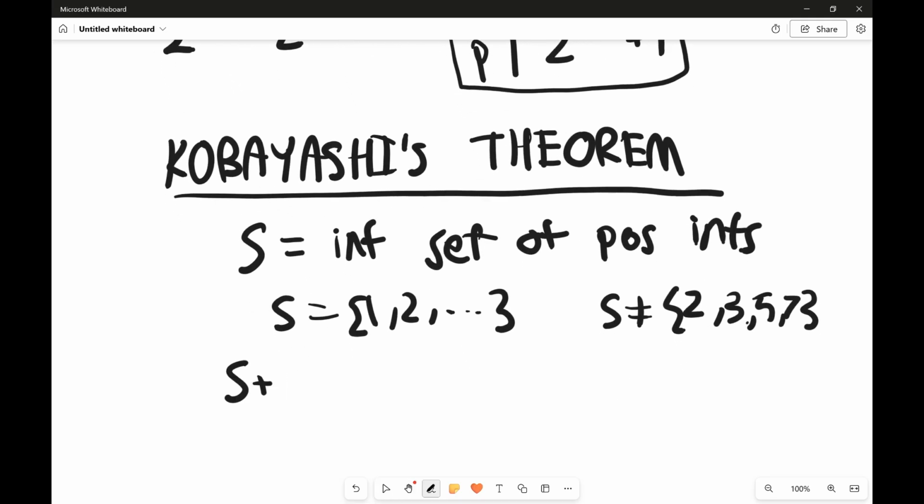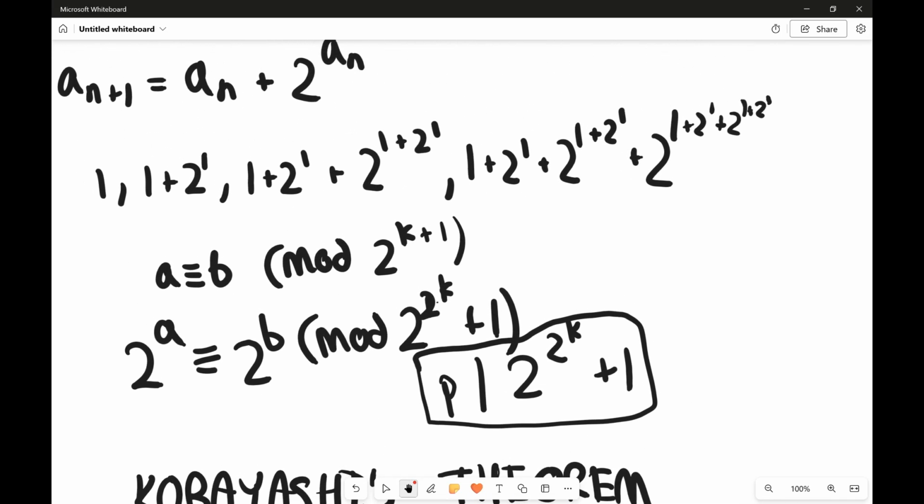Then S plus any non-zero constant, like S plus 1, for instance, which would yield this set, 2, 3, then 7, and so on and so forth, has infinitely many prime divisors in it. So infinitely many primes are a divisor of some element of the sequence. So let's see how to apply this to the problem.